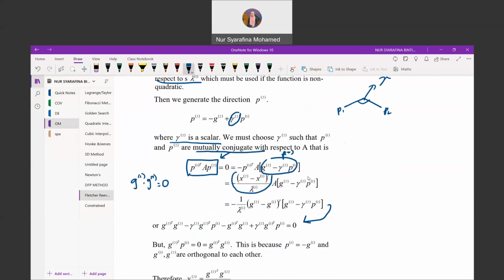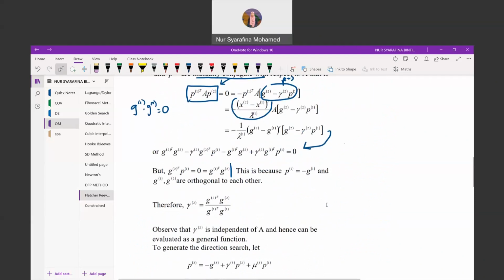But G2 transpose P1 equals 0. G1 transpose G2 equals 0. This is because P1 equals negative G1, and G1 and G2 are orthogonal to each other. So simplifying by using this information, we will get this. So observe that gamma 2 here is independent of A and hence can be evaluated as a general function.